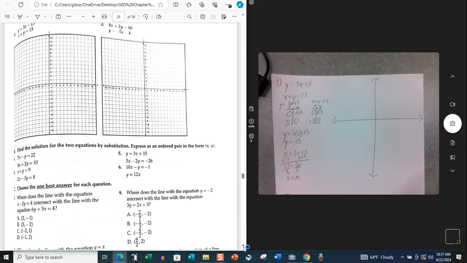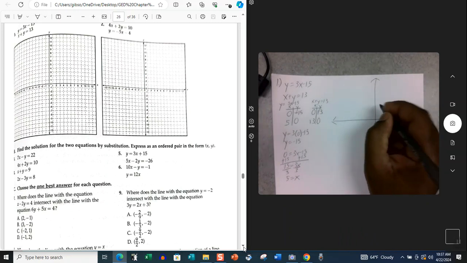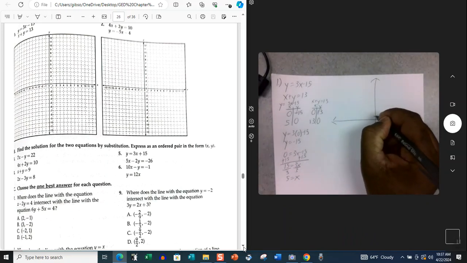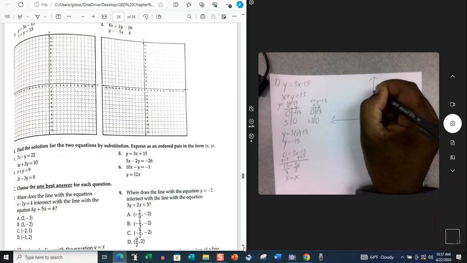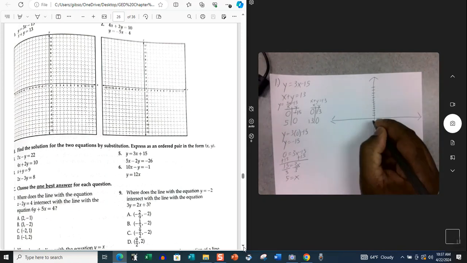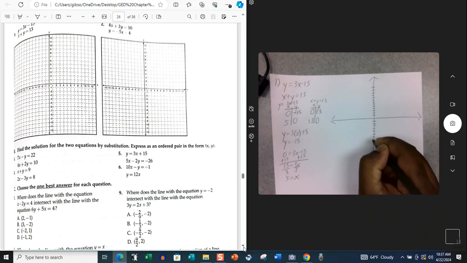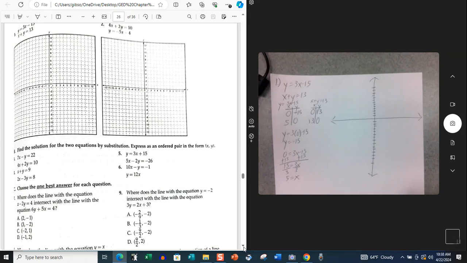Now, if we notice here, the largest amount here, we have a negative 15 with y going down and a positive 13 with y going up. So let's do this: 1, 2, 3, 4, 5, 6, 7, 8, 9, 10, 11, 12, 13. Going down 1, 2, 3, 4, 5, 6, 7, 8, 9, 10, 11, 12, 13, 14, 15.